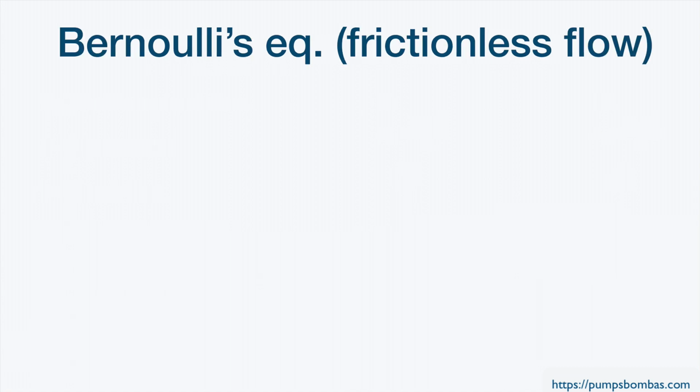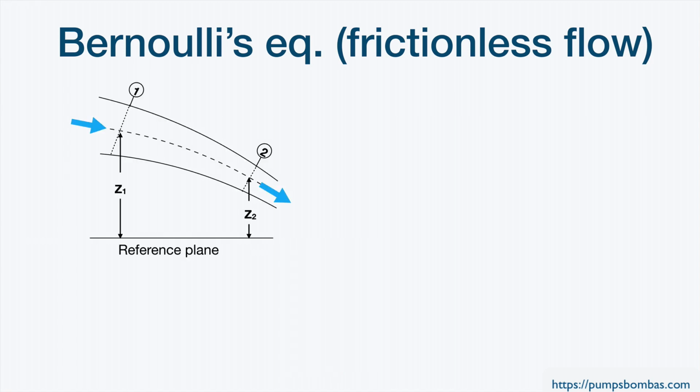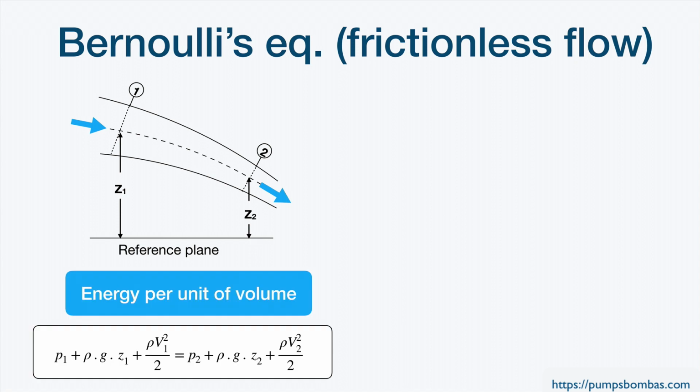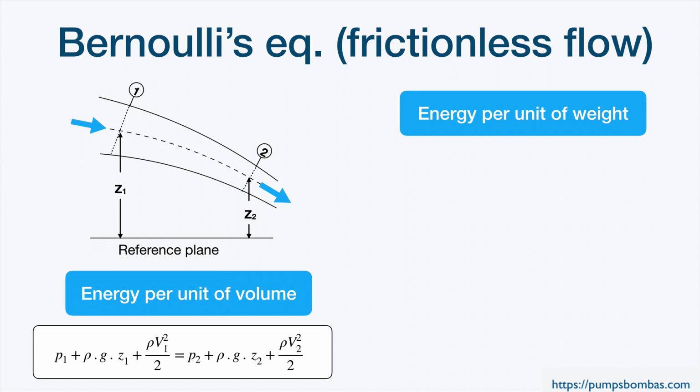The Bernoulli's equation we have seen in the previous lesson was defined for frictionless flow. For a fluid moving within confined walls, maybe a duct or a pipe, elevated at a certain height from the reference plane, we defined in the previous lesson Bernoulli's equation expressed as energy per unit of volume, in units of pressure. Remember that. But now we will express the terms of Bernoulli's equation as energy per unit of weight.